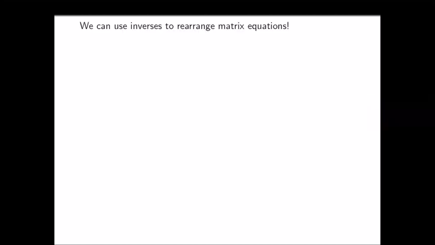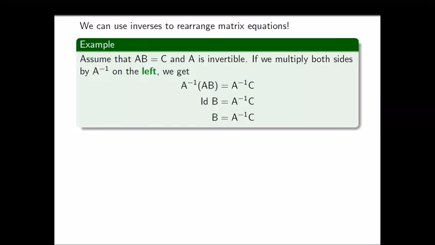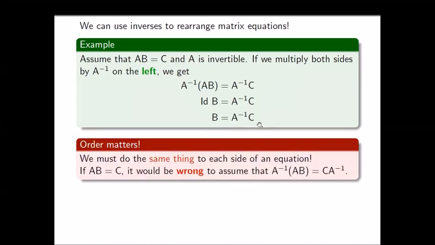So we can also use inverses to rearrange matrix equations, as we see in this example. Assume that AB is equal to C and A is invertible, then we can multiply both sides by A inverse on the left, and we get A inverse times AB equal to A inverse C. But now by associativity, we can write this as A inverse times A times B, and the product of the first two matrices becomes identity. So we end up getting B equal to A inverse C. And do remember that the order matters.